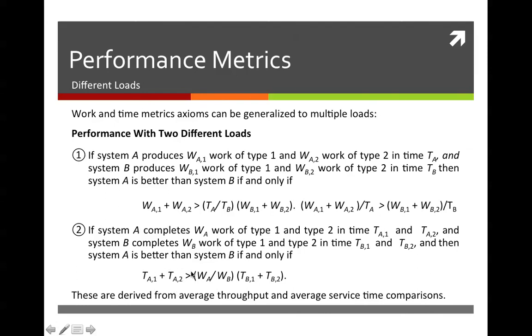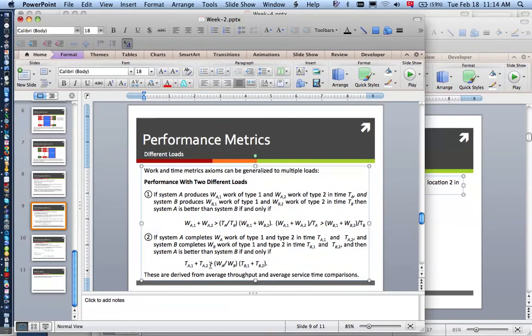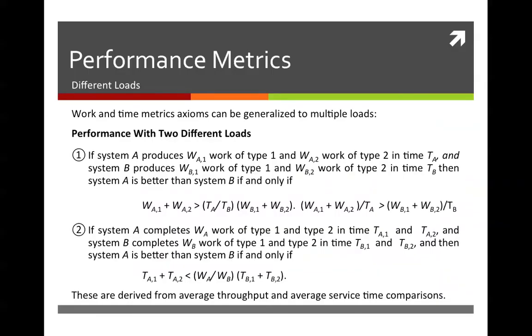I think my inequality has just gone the other direction. Let me just quickly change it. I just realized it has to be this way. So what we're doing is computing service time by taking this sum, dividing it by WA, and moving this down here. So you have total time over total work. That is service time here in some average sense.